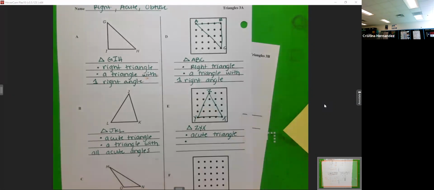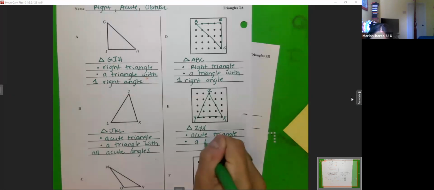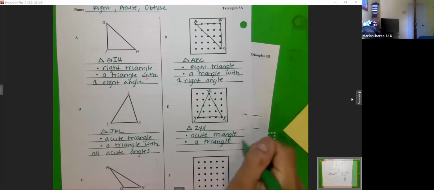Natalie, are you doing this on the Nearpod right now? What type of angles does an acute triangle have? All acute angles? Yes. Mariah, the triangle.